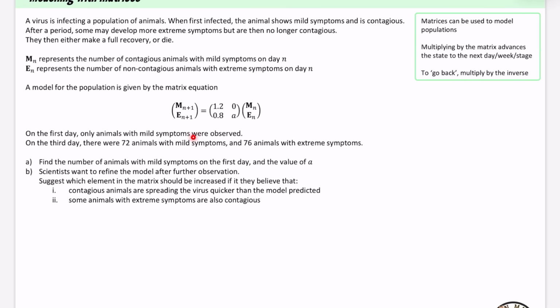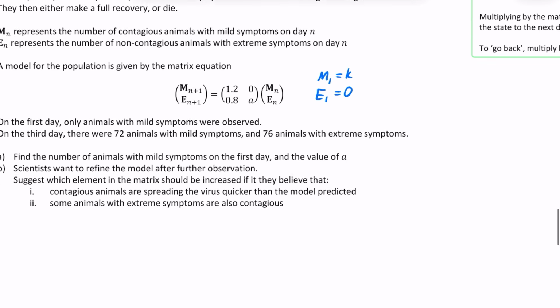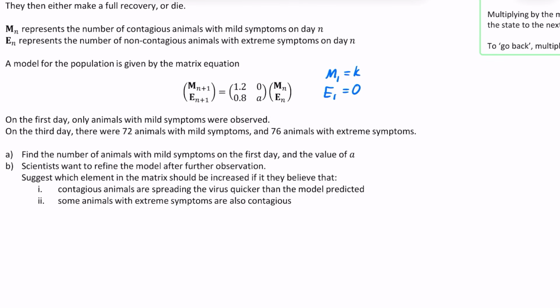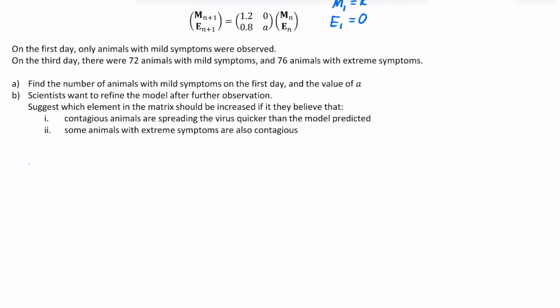However, they've told us something that makes me think we might be able to go from day 1 to day 3 just by applying the normal matrix. They've told me that there are only animals with mild symptoms being observed. So this means on the first day, there is some number of animals that have mild symptoms, and on the first day, there are no animals with extreme symptoms. And I want to go right through to the third day. So I'm going to take this matrix and apply it to these initial conditions. I'm going to apply it twice to find out where I end up. Okay, let's see what happens with this.